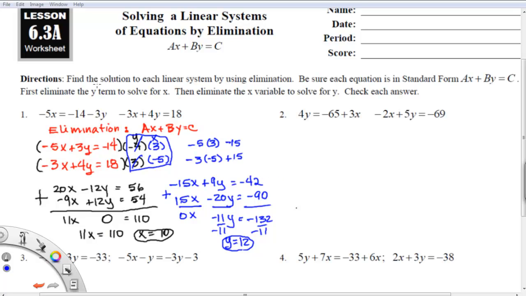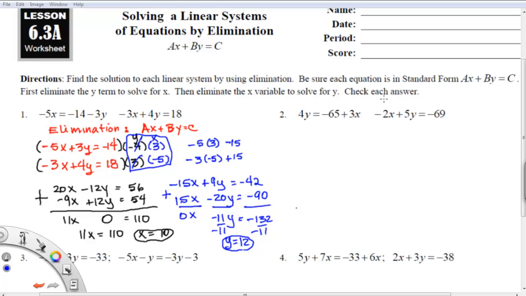Okay, this is part 2 of the 6.3a worksheet. We've already compared the process of using substitution, where I did problem number 1 over here, and then I did elimination over here. So we're going to go ahead and solve problem number 2 using elimination.